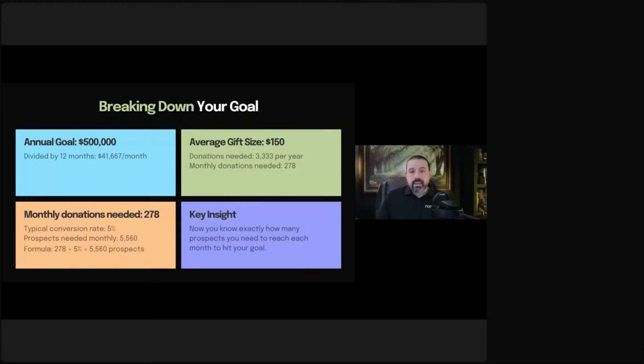So let's say the average gift size is $150. That means to reach our goal, we need 3,333 donations per year. All right. That's 278 donations monthly. You see how we're breaking this down, right? So that's good. We're going to go out and try to get 278 donations.